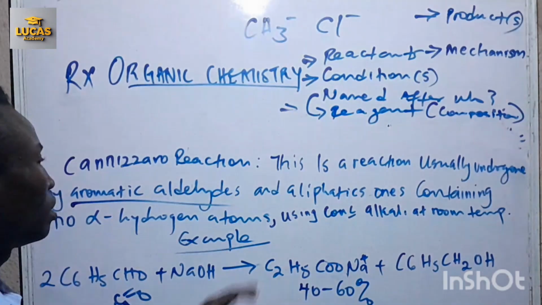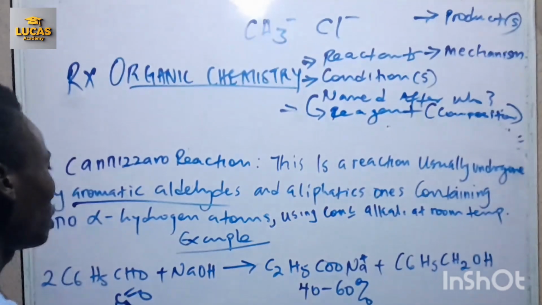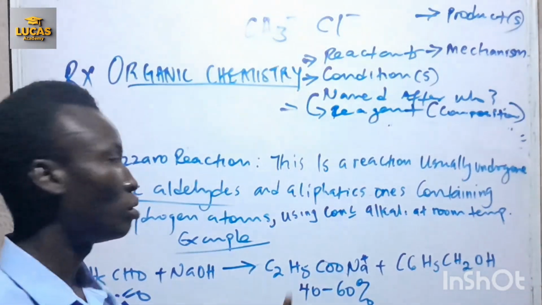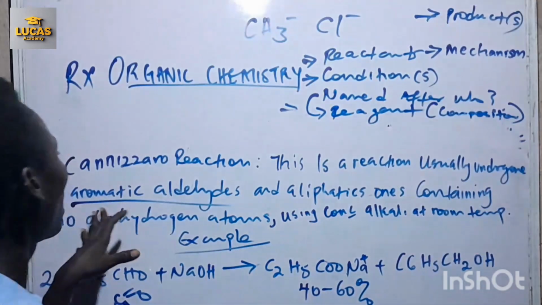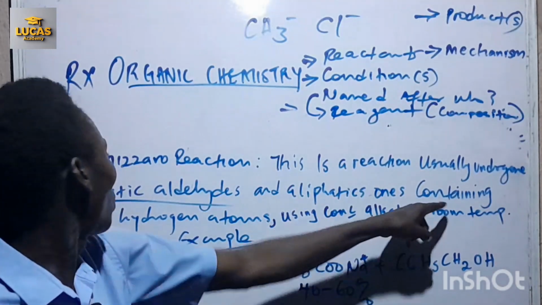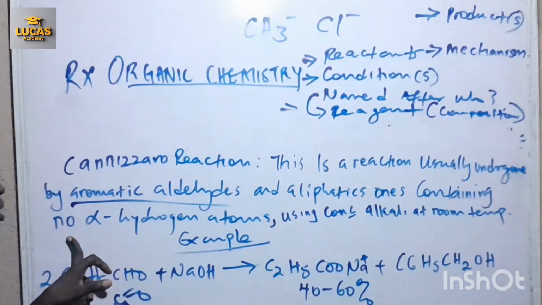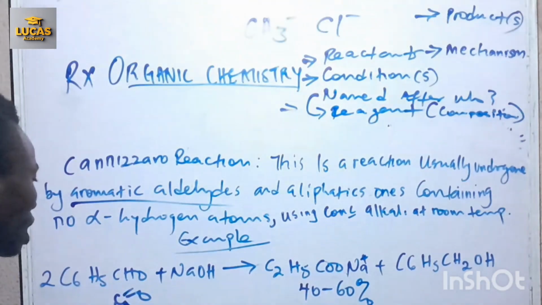Okay, and what we call aliphatic ones. When we're talking about the aliphatic ones, I believe you can still recall what we're talking about there. So those that undergo this reaction are usually aromatic aldehydes and aliphatic ones, containing no alpha hydrogen atoms. So what do you mean by alpha hydrogen atoms?